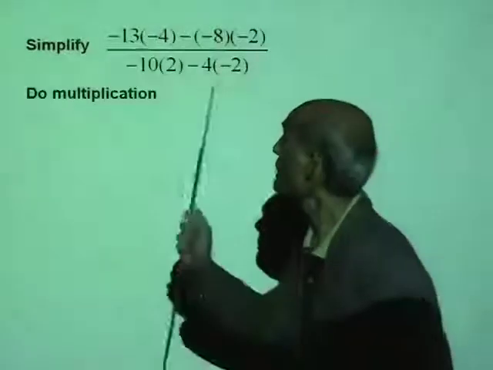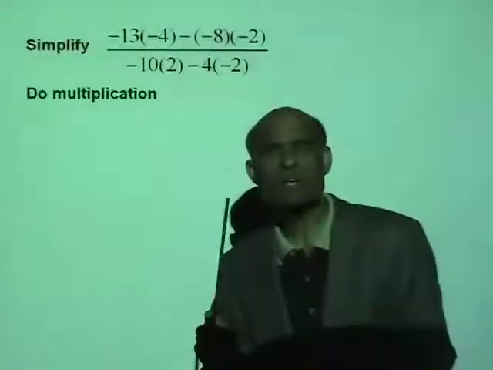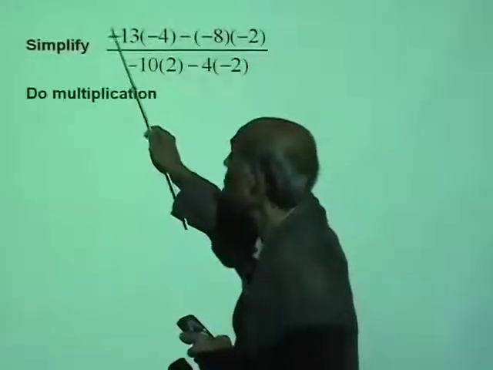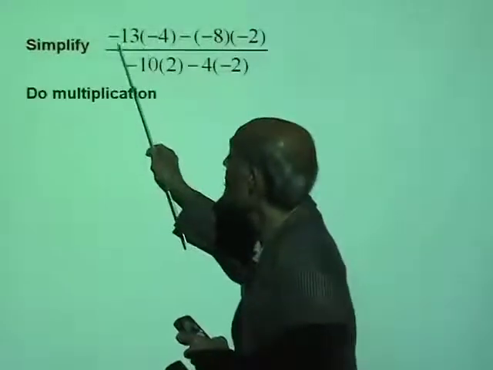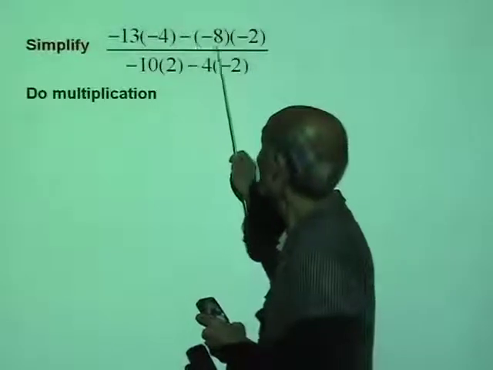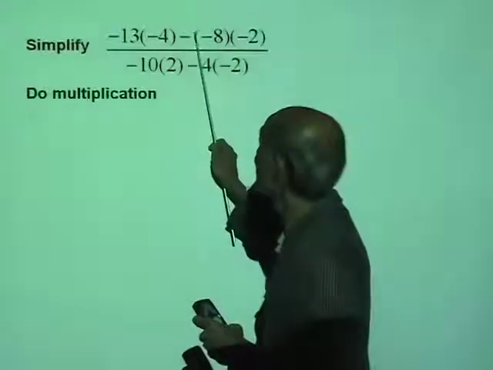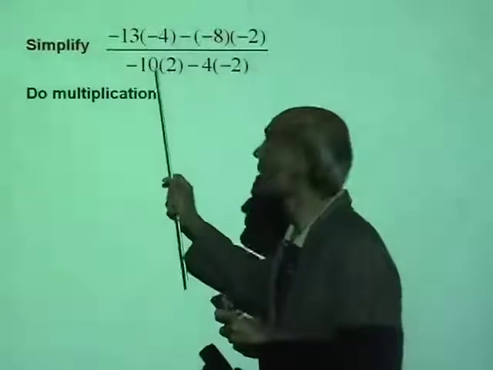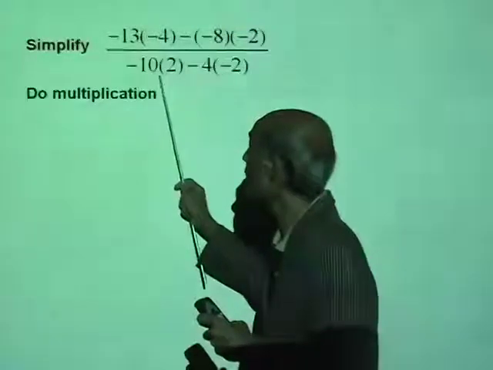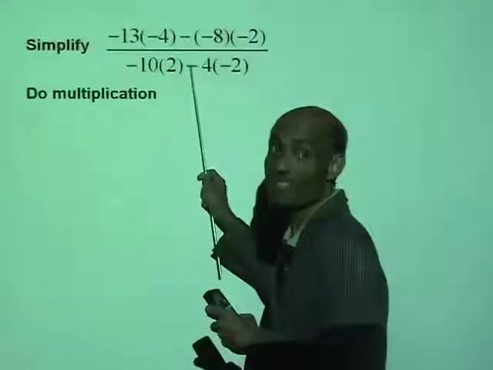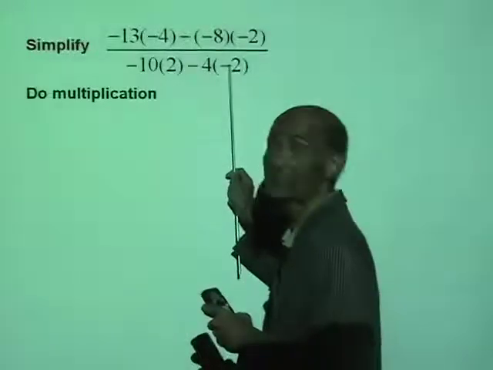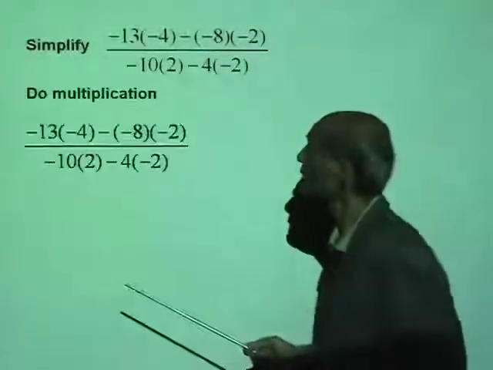Okay. Do the multiplication first. What are the things to be multiplied? Let's identify the things that are being multiplied. We are multiplying negative 13 by negative 4. That's one multiplication. Minus. Multiply negative 8 by negative 2. The second multiplication. On the denominator, multiply negative 10 by 2. Another multiplication. Minus, leave that alone, subtract, and multiply 4 with negative 2. You see? Okay, so let's try that.